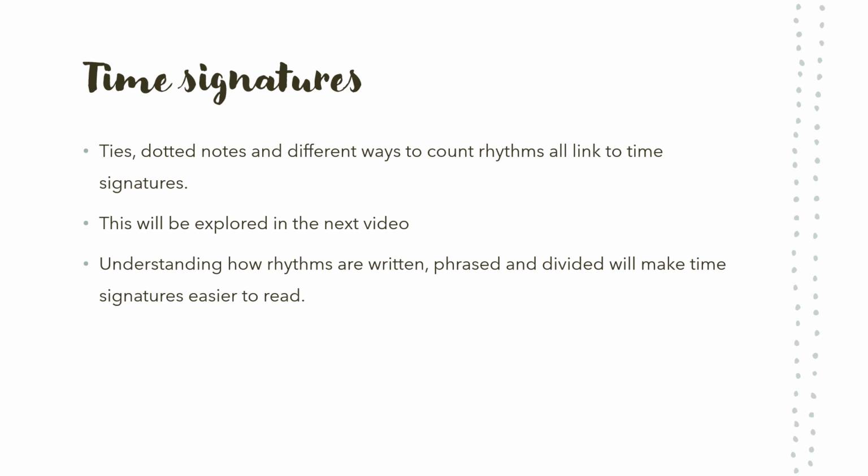Tied notes, dotted notes, different ways to count rhythms and beat values is all again linked to time signatures, which is what we're going to look at in the next video. Understanding the rhythms, how they're written, the different phrases, how they're beamed is the basics which build up onto time signatures, which is where you look at how to know what rhythms and how many rhythms can be placed together and where you emphasize the beat and all of that lovely stuff. So we will look at that again in the next video.